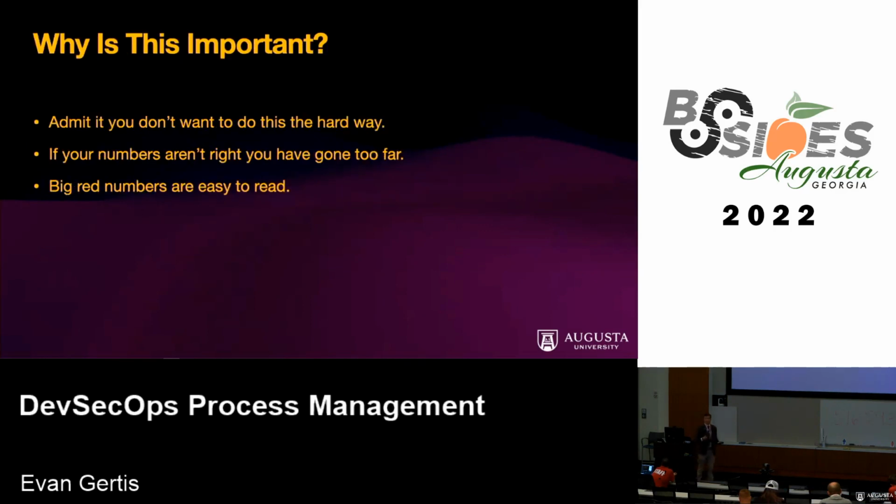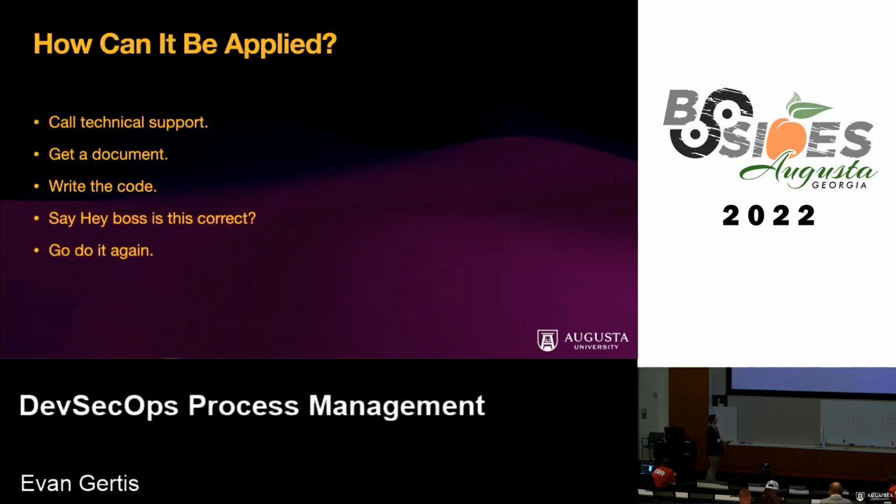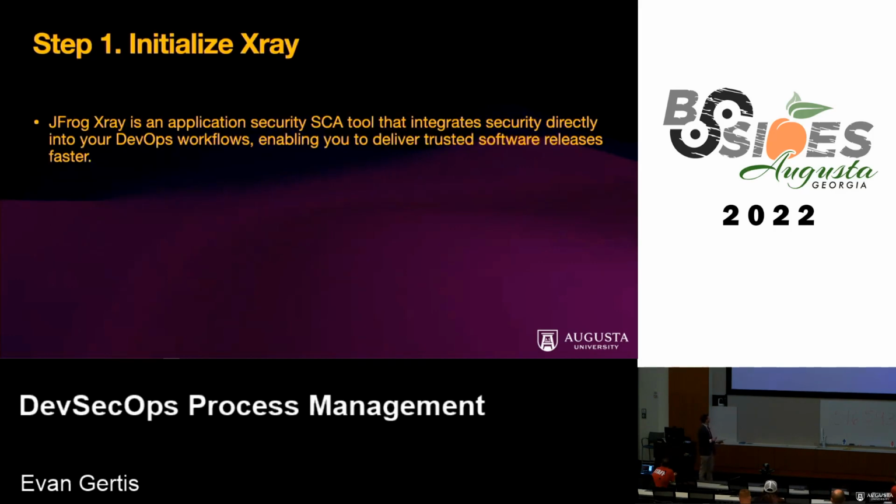So no one wants to do these things the hard way. If your numbers aren't right, you've gone too far, and the numbers are easy to read. How do you do it? My friend Asim at JFrog provides amazing technical support. Simply get the documentation, write the code, go back to your boss and ask if it's correct, and then do it again.